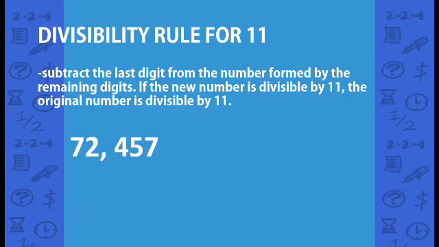Next example, 72,457. So, ihiwalay na natin ang last digit which is 7. Then, the remaining number formed is 7,245. So, let's subtract the last digit from the remaining number formed. So, 7,245 minus 7 is 7,238. So, let's see if 7,238 is divisible by 11.